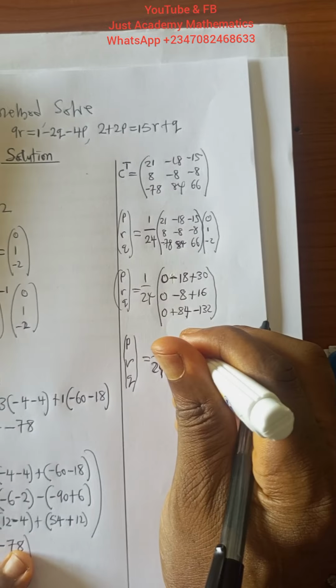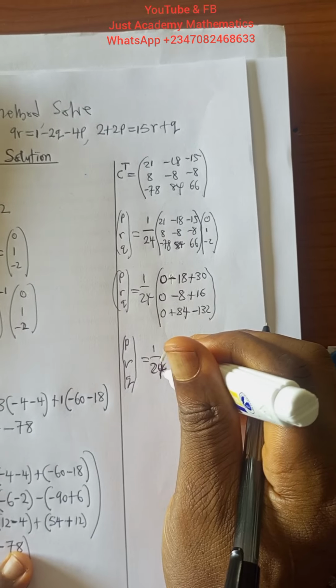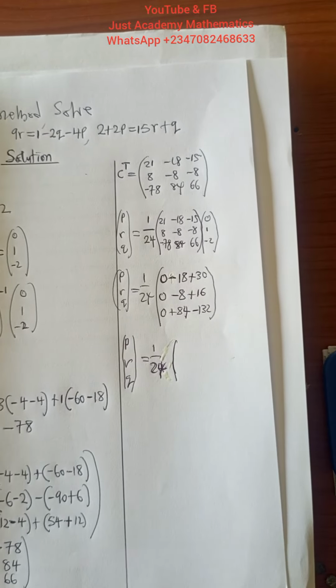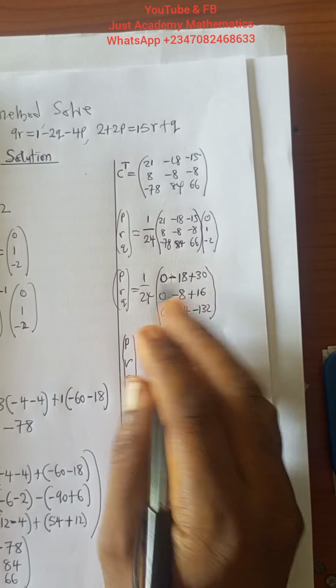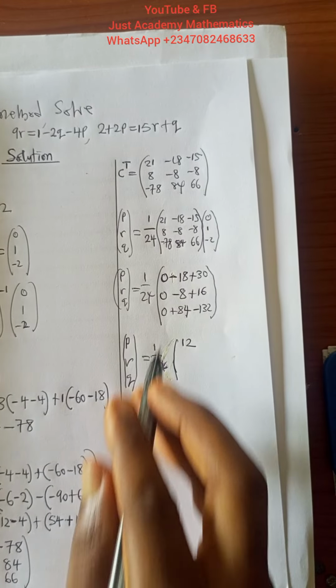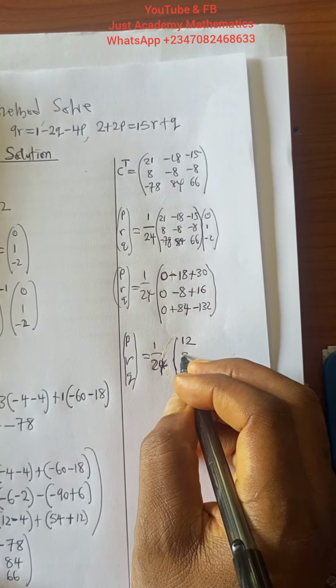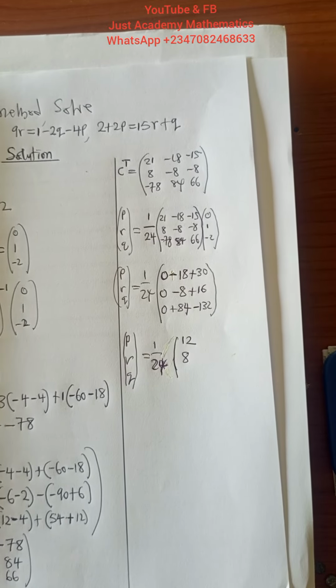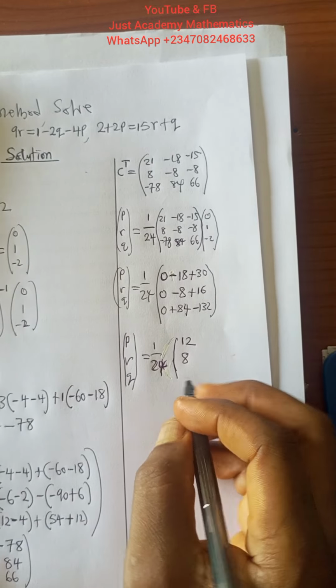So we add up these ones here. Let's go ahead and add that up. So that is 30 minus 18, which gives us 12. Then this is minus 8 plus 16, that is 8. And this is 84 minus 132. That will give us minus 48.